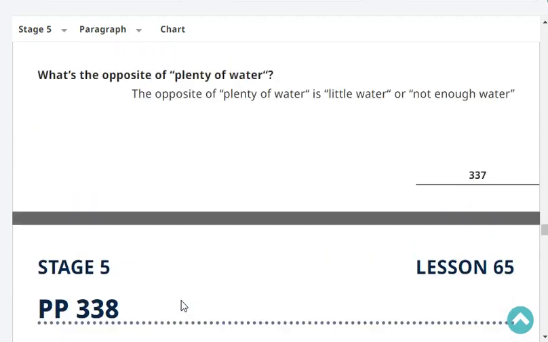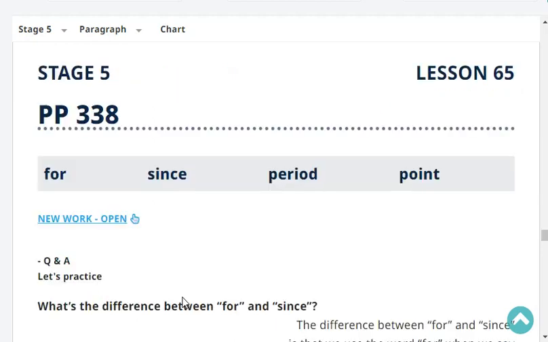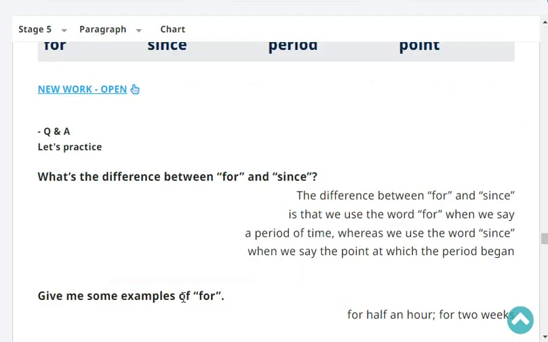The opposite of plenty of water is little water or not enough water. Very good. What's the difference between the words for and since?